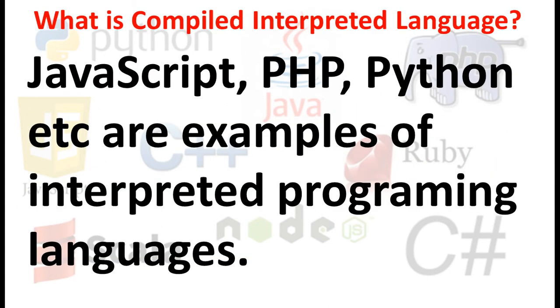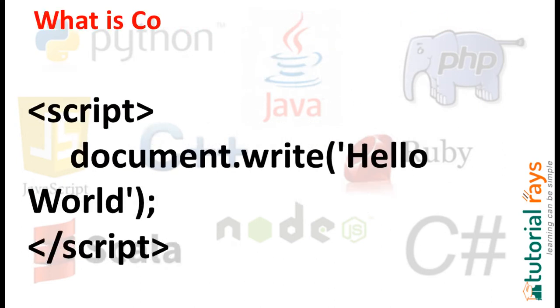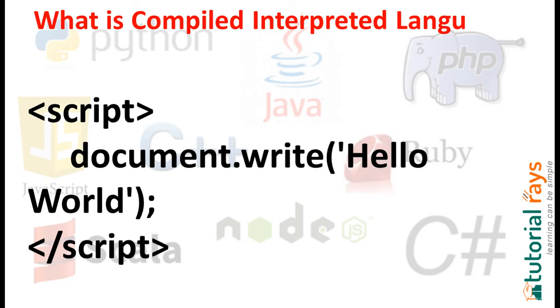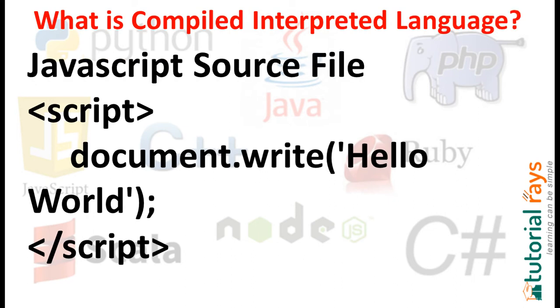So let's see the example. JavaScript, PHP, Python, etc. are some of the very popular programming languages which are not compiled languages but interpreted languages. Let's see this very simple JavaScript example where I have written the same output which we have seen in Java. Remember, JavaScript and Java are totally different. JavaScript is an interpreted language.